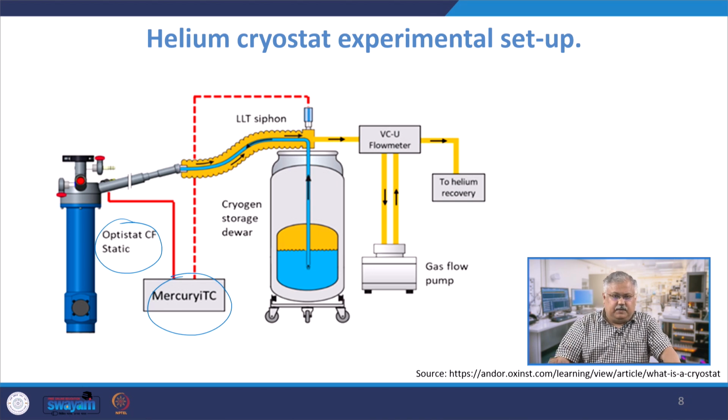Once they are released, they become gases. Also, they are sometimes liquid, also kept at very low temperature and pressure. Then there is a flow meter, which takes care of how much of the cryogens are flowing. This flow meter takes care of that.